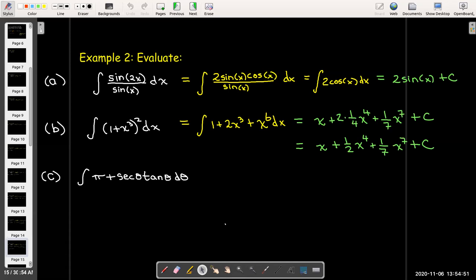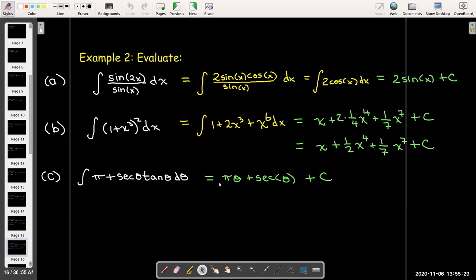Okay, part C of this example is actually pretty straightforward. The only thing that we have to remember is that this symbol pi represents a constant. So just like the antiderivative of 1 would be just 1 times x, the antiderivative of 5 would be 5x. The antiderivative of pi is pi x. And then secant theta, tangent theta, we recognize that as the derivative of secant theta. So its antiderivative will just be secant theta.